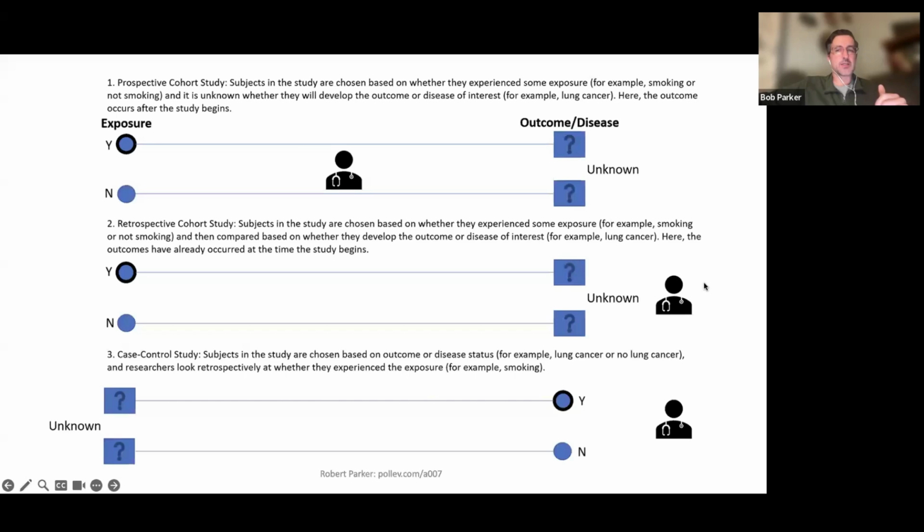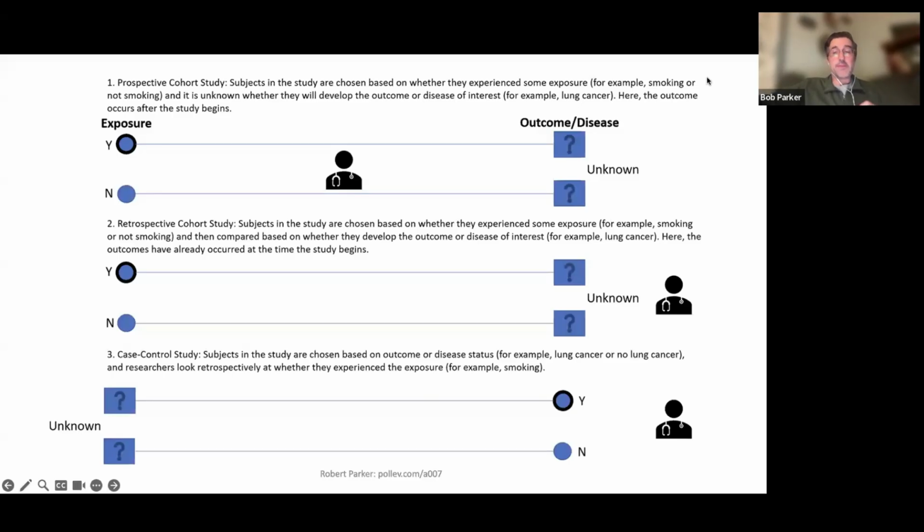So how is this possible? This requires a database or something that you're looking back on. You're studying like an electronic medical record where you're looking back, you're identifying the subjects based on an exposure, and then you're immediately looking, well, did they develop the outcome that I'm interested in? So that's a retrospective cohort study.